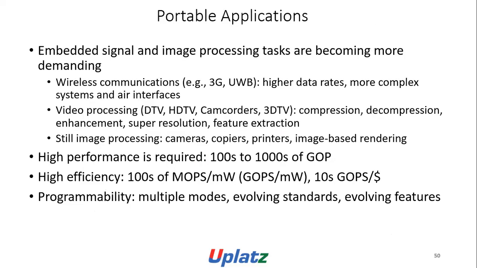In portable applications, embedded signal and image processing tasks are becoming more demanding. Wireless communications, for example 3G, UWB, have higher data rates and more complex systems. Video processing covers DTV, HDTV, camcorders, 3DTV, compression, decompression, enhancements, super resolution, and feature extraction. Still image processing covers cameras, copiers, printers, and image based rendering.